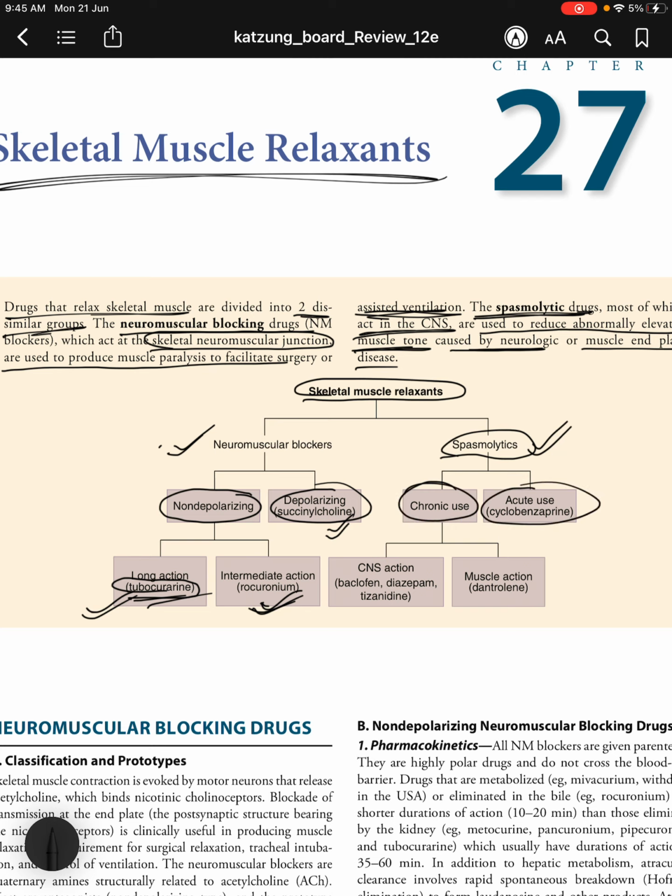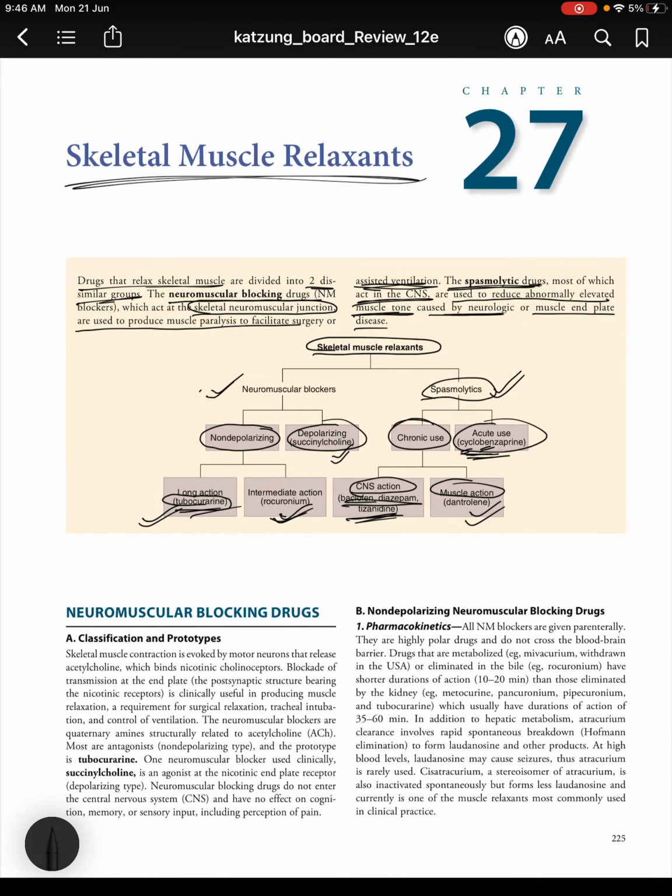Coming to spasmolytics, we have chronic use and acute use. For acute use we have cyclobenzaprine. If it is acute, let's say you have to travel a short distance, you go via cycle, right? You go via bicycle. So, cyclobenzaprine, by cycle. And then for chronic use we have CNS action and muscle action. For muscle action we have dantrolene, and for CNS action we have baclofen, diazepam, and tizanidine.